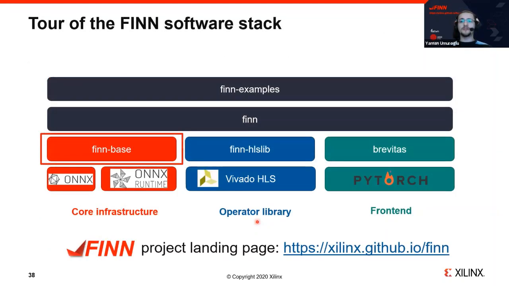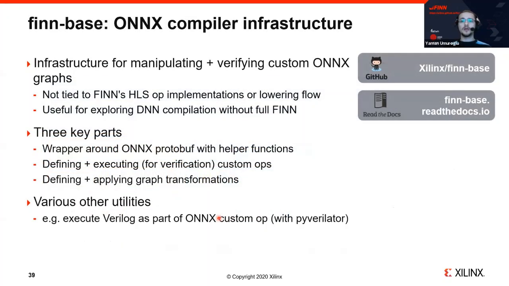Finally, moving on to the compiler infrastructure side of things, we have the finn-base repo, which I'll touch on briefly. To develop the FINN compiler, we've had to build a bunch of infrastructure that lets us manipulate and verify custom ONNX graphs. And this is what we open sourced in finn-base. The important thing to emphasize here is the following. This repo is quite general. So FINN depends on finn-base, but not the other way around. In other words, the infrastructure here isn't tied to how the FINN dataflow compiler itself implements lowering or HLS ops or anything else. And you might actually find this useful for exploring DNN compilation independently.